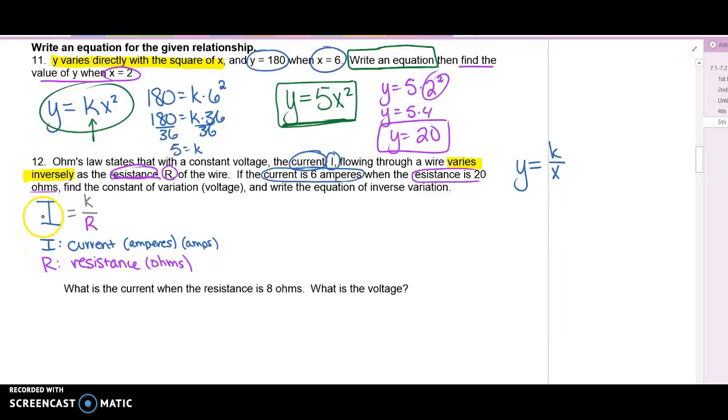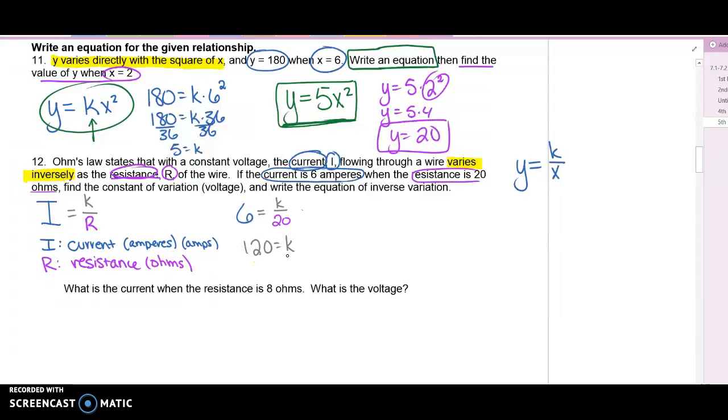Now I'm going to replace I and R with these values that it gives us. So the current I is going to be 6 when the resistance is 20. Once you wade through all of that stuff, this is actually pretty easy. To figure out what k is, all we have to do is multiply both sides by 20. 6 times 20 is 120. So I find out that 120 equals k.